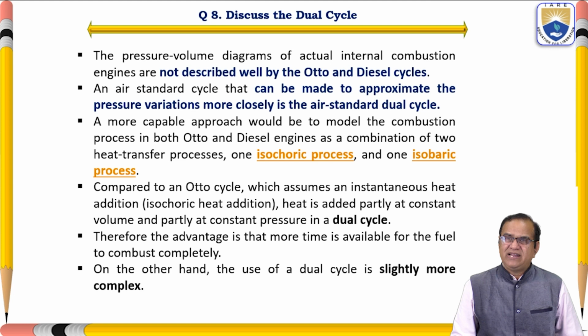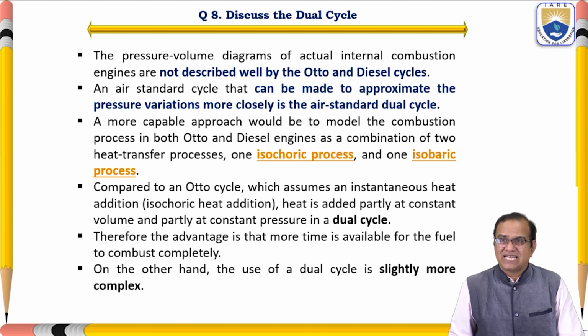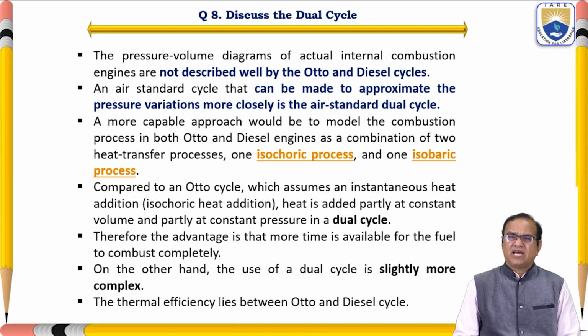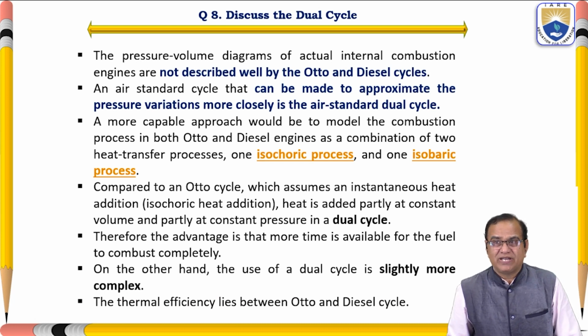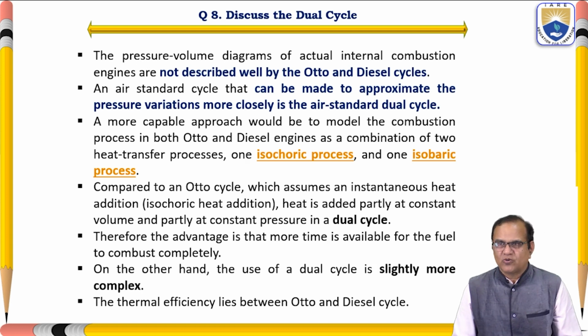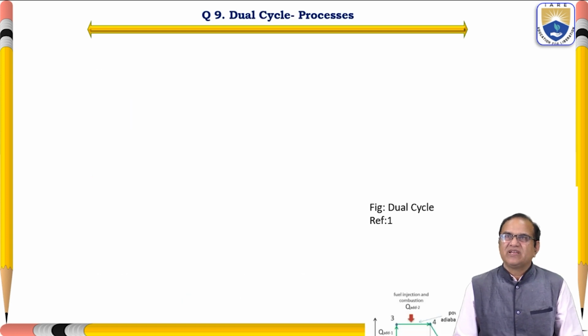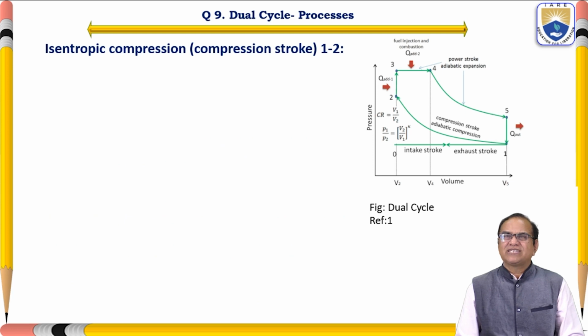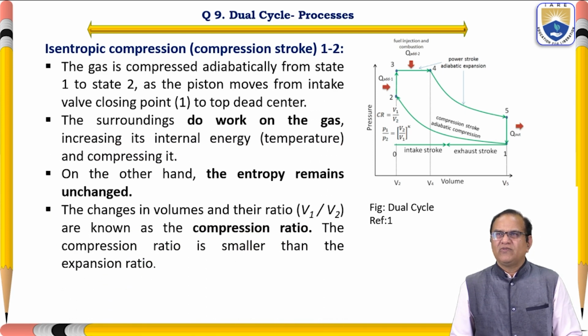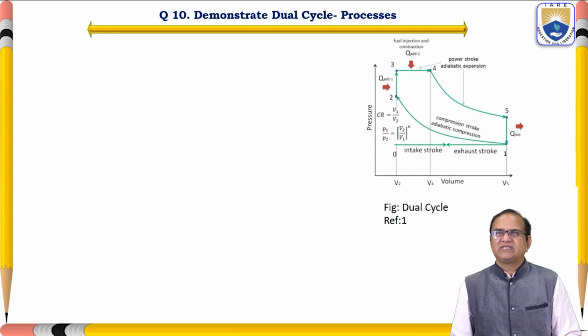On the other hand, the use of the dual cycle is slightly more complex. The thermal efficiency lies between the Otto and the diesel cycle. So this thermal efficiency also lies between the Otto and the diesel cycle. Now, the dual cycle processes, we have already discussed, so we will not take much time on this.